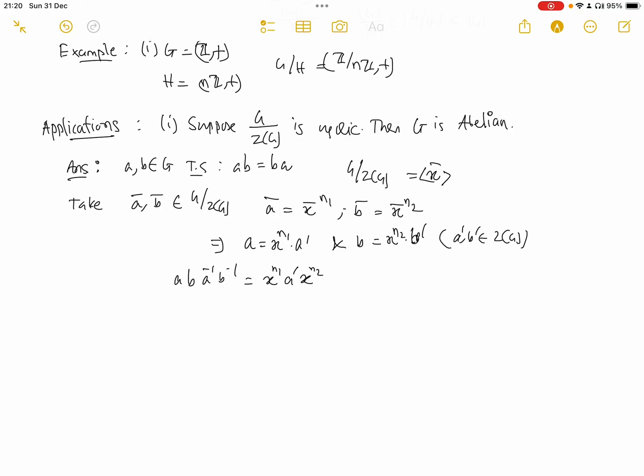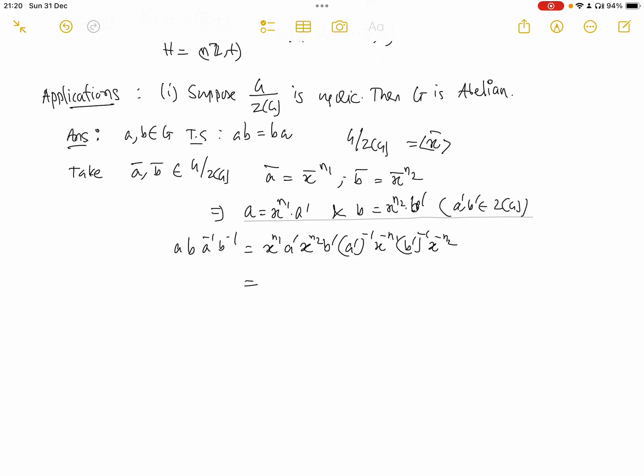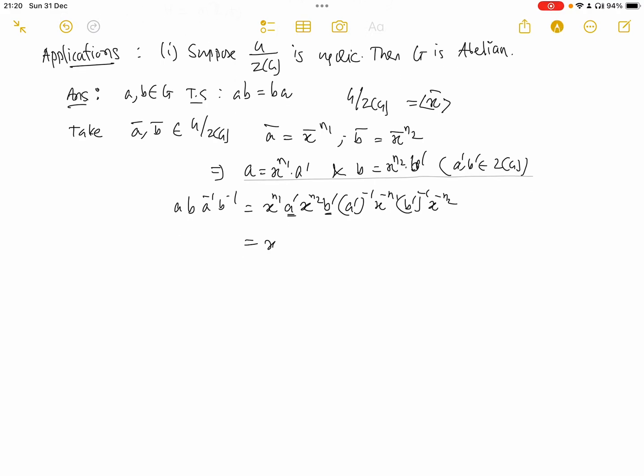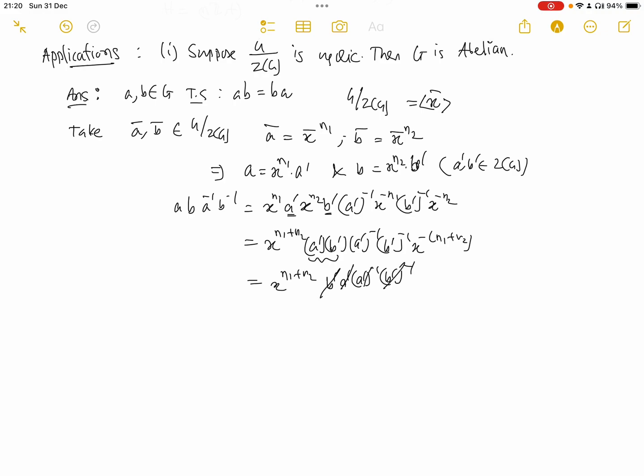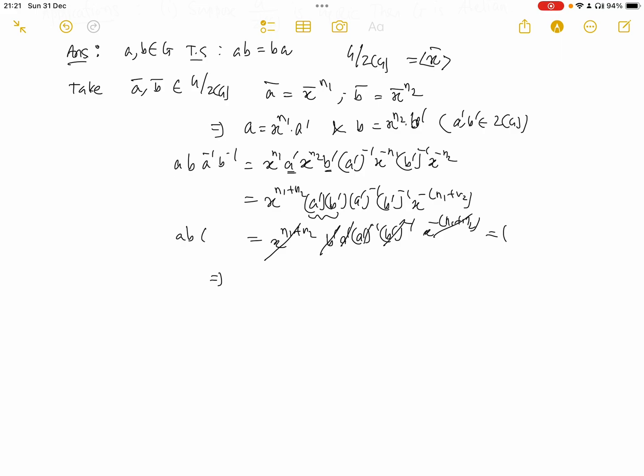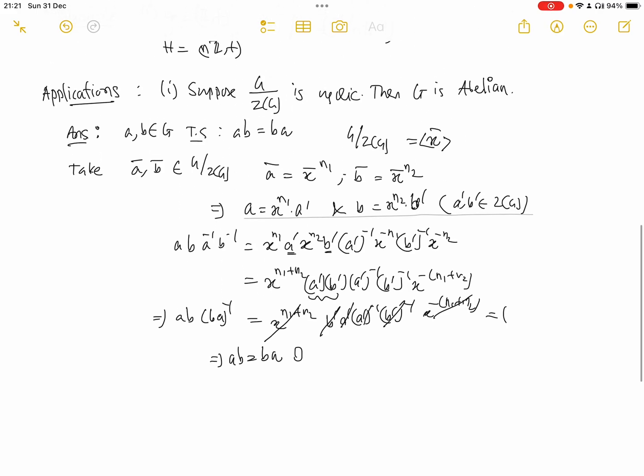Now it's really easy, because if you take AB and you take A inverse B inverse, you just get X^n1 A' X^n2 B'. Then A inverse will be A' inverse X^(-n1), B' inverse X^(-n2). Now remember, because A' and B' are coming from the center, these elements always commute. So you can switch these elements and you will get X^(n1+n2) with B' A' A' inverse B' inverse. These cancel, and lastly you get 1, which means AB and BA are the same. So we get indeed that G is abelian.